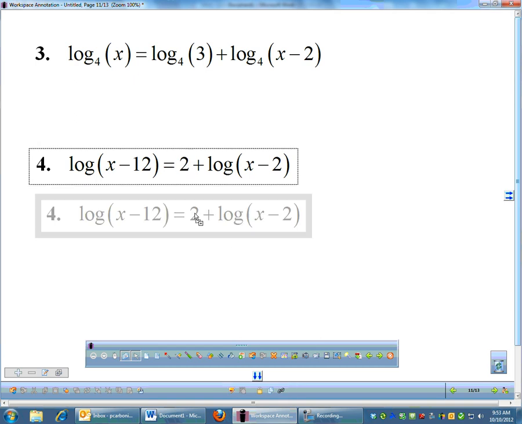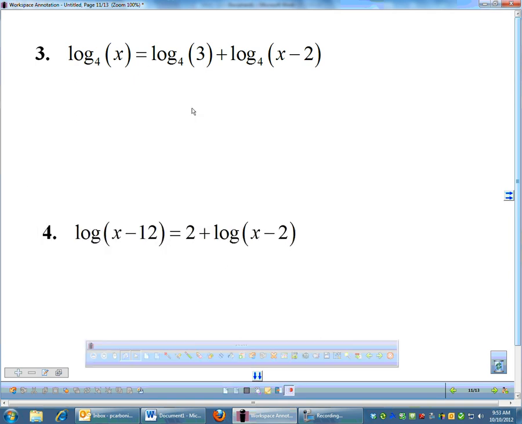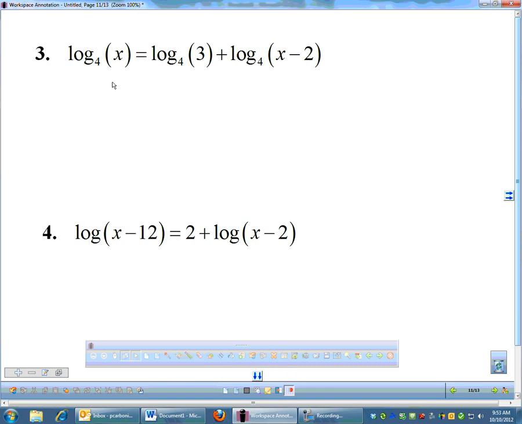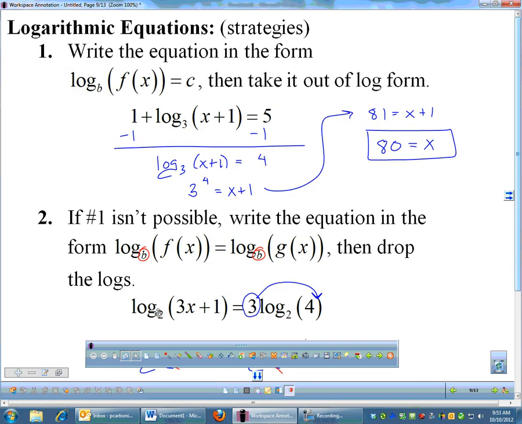That was 2 problems. All right, let's look at this one. Notice I don't have just any floating numbers like I had on the last problem. This problem I just had a floating 16 and a 6 and a 4. All of these problems for number 3 have logs attached to them, which means we're going to use strategy number 2 right here, where you write it as log equals log, and we drop the logs.